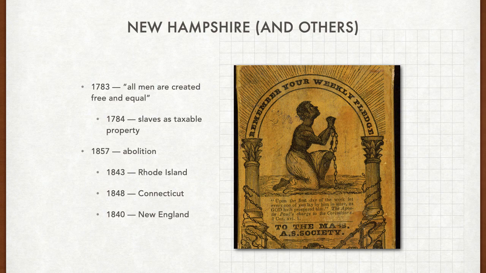Rhode Island and Connecticut passed bills banning slavery in 1843 and 1848, respectively, and New Hampshire passed a final abolition bill in 1857. And here is another abolitionist sort of paper or flyer, right, convincing people to free their slaves.